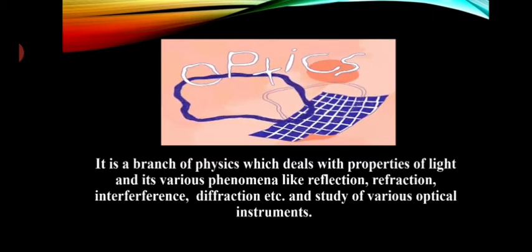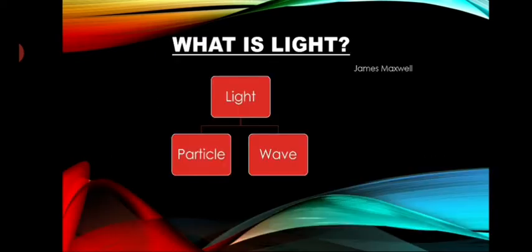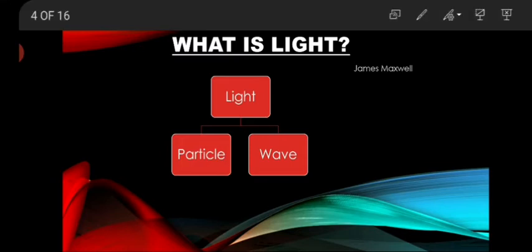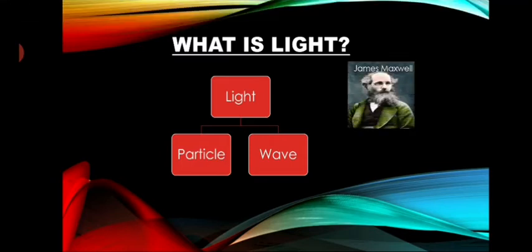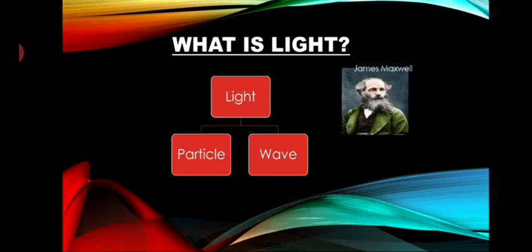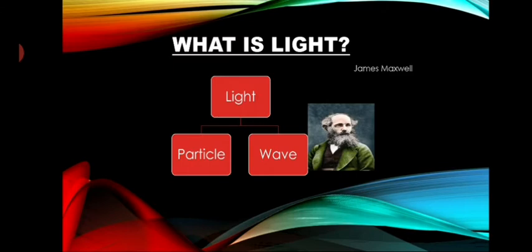And further, we'll see what we mean by light. Light initially was considered as a particle. Later, it was discovered by James Clerk Maxwell that light also has a wave nature. So now light is considered to have a dual nature, that is particle as well as wave nature. In some phenomena light exhibits particle nature, whereas in some phenomena it exhibits wave nature.